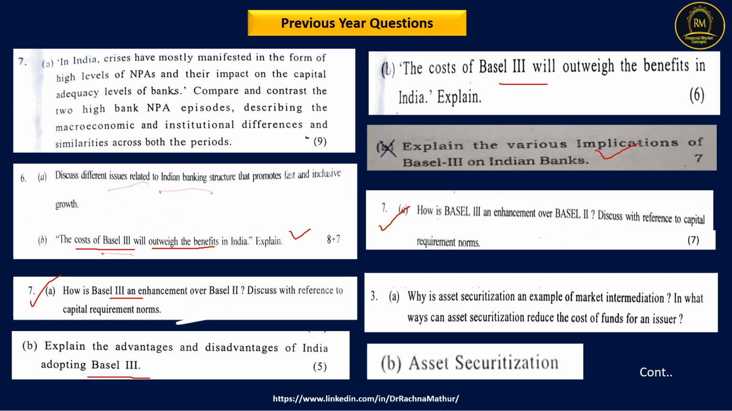Next is the question on non-performing assets. Compare and contrast two high bank non-performing asset episodes, describing the macroeconomic and institutional differences and similarities across both the periods. Next is on asset securitization. There are two questions on asset securitization.